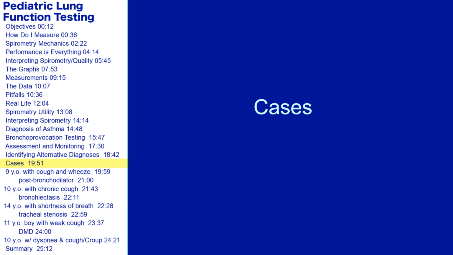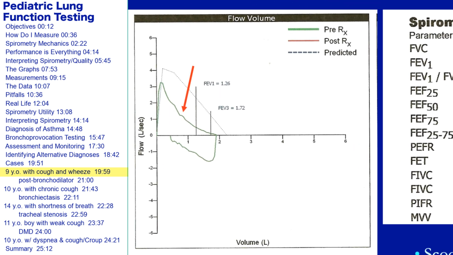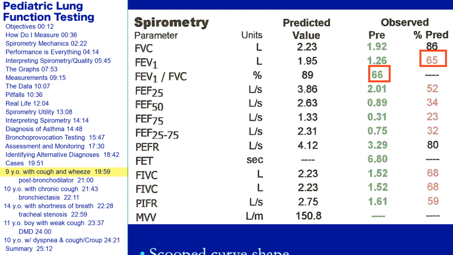So I'd like to review a few cases that will highlight some of these points that I've made in the slide set. So this is a 9-year-old with cough and wheeze, and if you look at the left panel, the flow volume loop here has a characteristic scooping component to it, which is consistent with an airflow obstruction. The arrow points to that. And if you look at the right panel with all the numbers, I've highlighted that the FEV1 is 65%. You can see the FVC is 86%, and the ratio is 66.